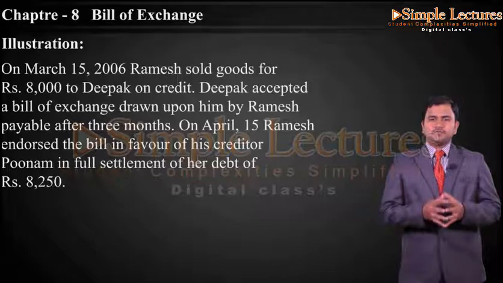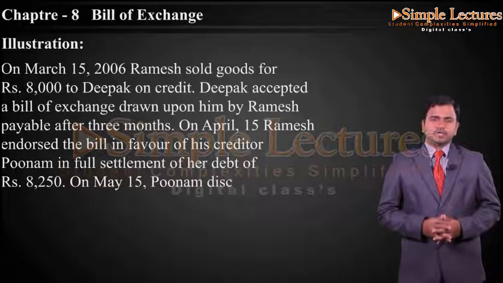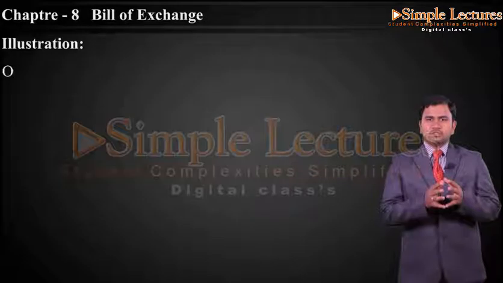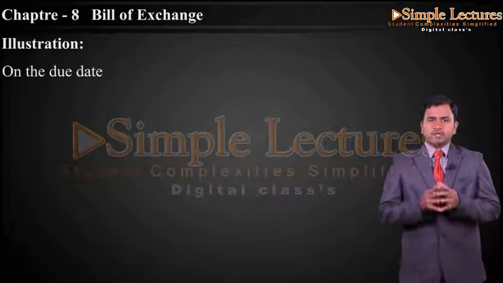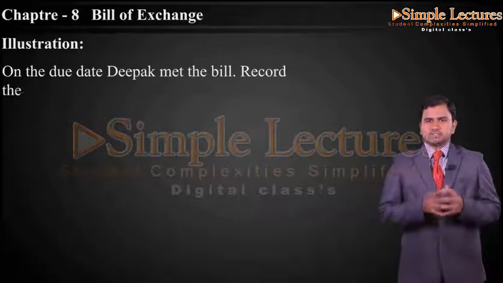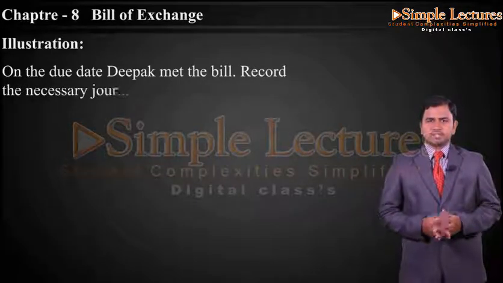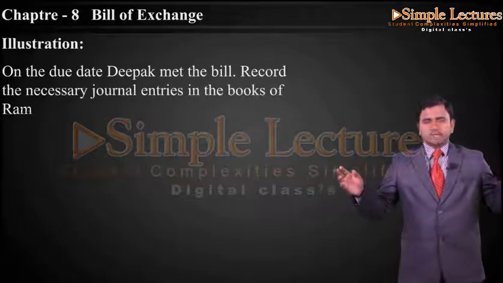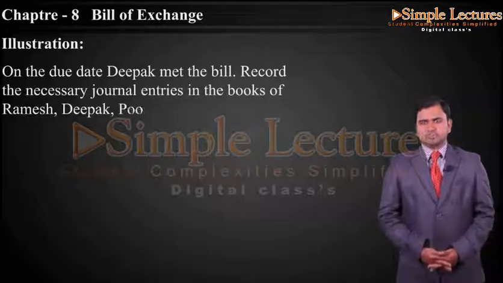On May 15th, Poonam discounted the bill with her bank at 12% per annum. On the due date, Deepak met the bill. So considering the following information, we have to pass the journal entries in the books of Ramesh, in the books of Deepak, and in the books of Poonam.